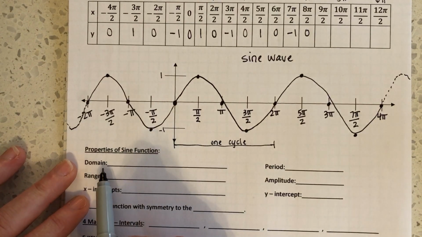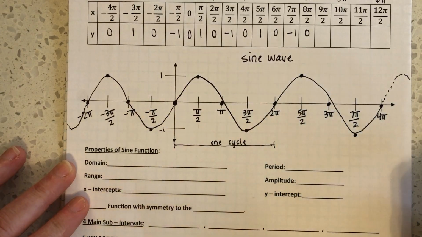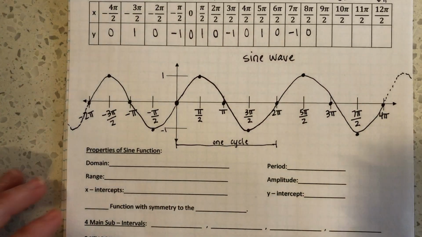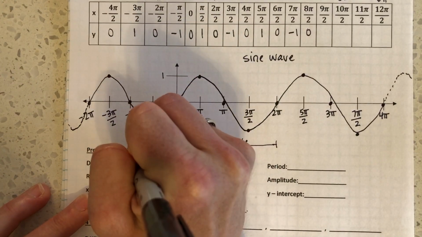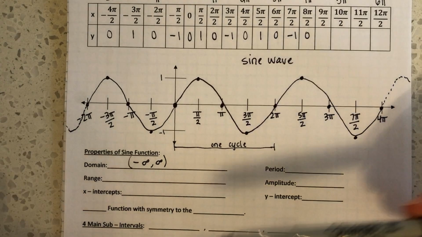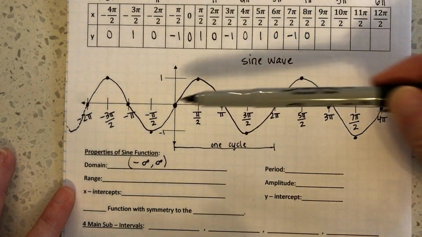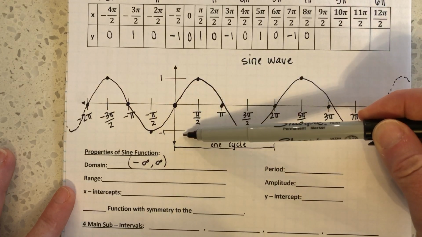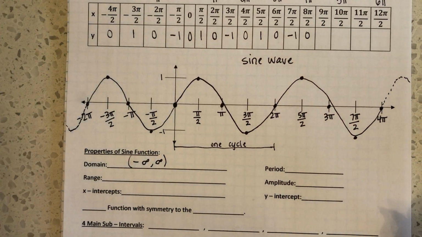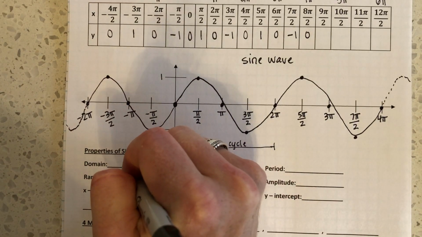What is the domain? Well, who were your x values? Those were your angles. What angles were you allowed to plug in? Any angle you wanted. So the domain is all real numbers. Well, the range, what kind of ratios came out? Well, look at all the y values that live on this graph. They go from 1 to -1. So all your ratios for the sine function are in between -1 and 1.